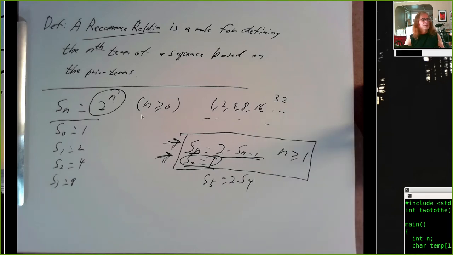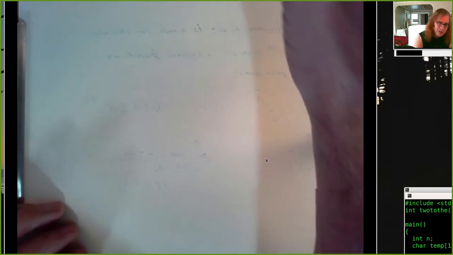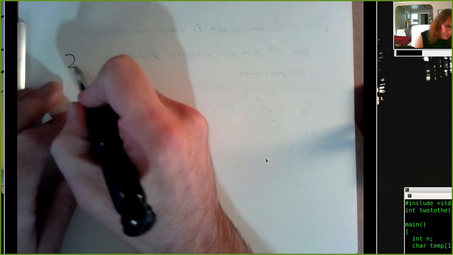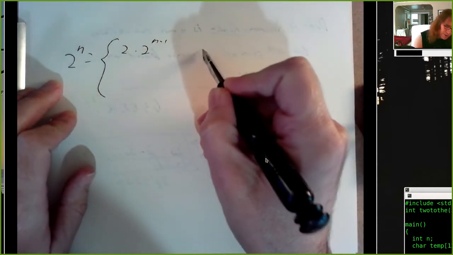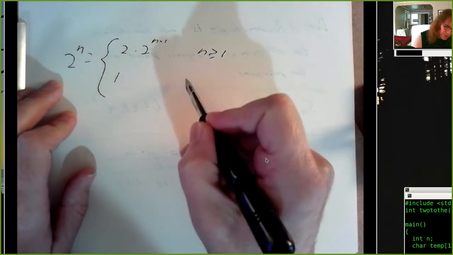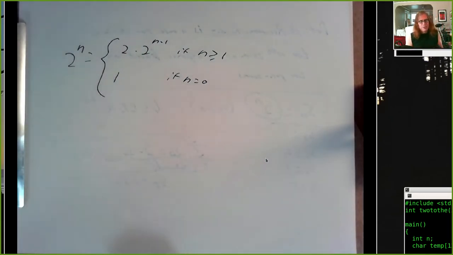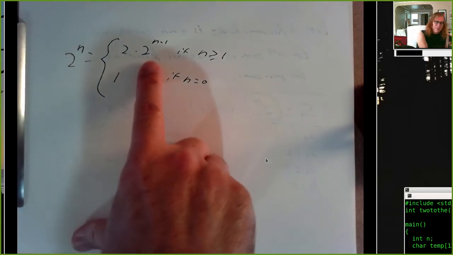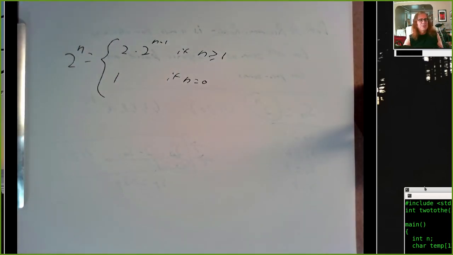All right, so what did we say? For 2 to the n, we can define it as 2 times the previous value of this. We're really just using this notion that 2 to the n is equal to one of the following things: 2 times 2 to the n minus 1 if n is bigger than or equal to 1, or 1 if n is equal to 0. Right? So this is a recurrence relation. And if we know what 2 to the n minus 1 is, we can find 2 to the n really easily. Just multiply it by 2, right? So let's just do that in code.